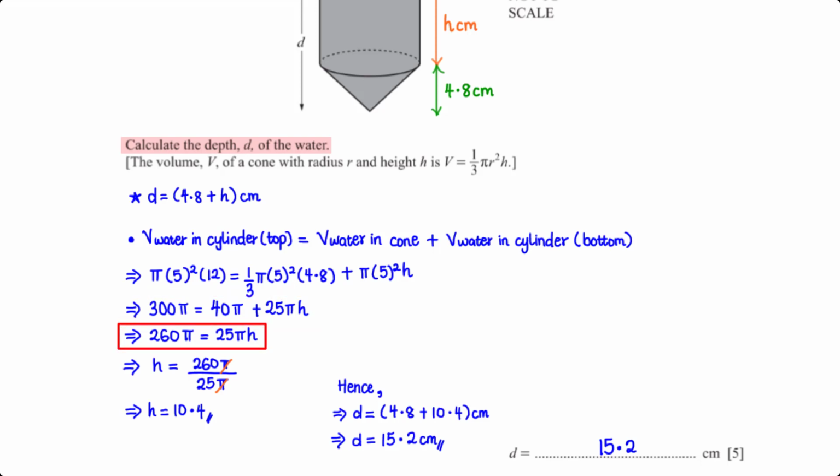When we divide both sides by 25 pi, we have h equals 260 pi over 25 pi. Pi cancels out, and so 260 over 25 is equal to 10.4. Now that we have the value of h, d equals 4.8 plus 10.4 centimeters, which is equal to 15.2 centimeters.